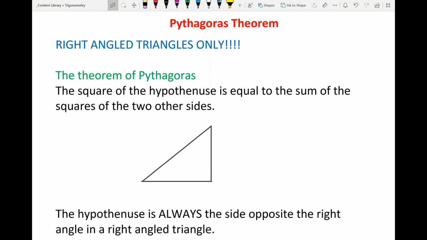Today we're looking at a new topic, trigonometry, which you will be familiar with from junior cycle. Trigonometry is all to do with triangles, and the first place we'll start is with Pythagoras' Theorem. Pythagoras' Theorem only works for right angle triangles, so the first thing we must do is identify the right angle, or it's also called the 90-degree angle. That's down here in the bottom right corner.